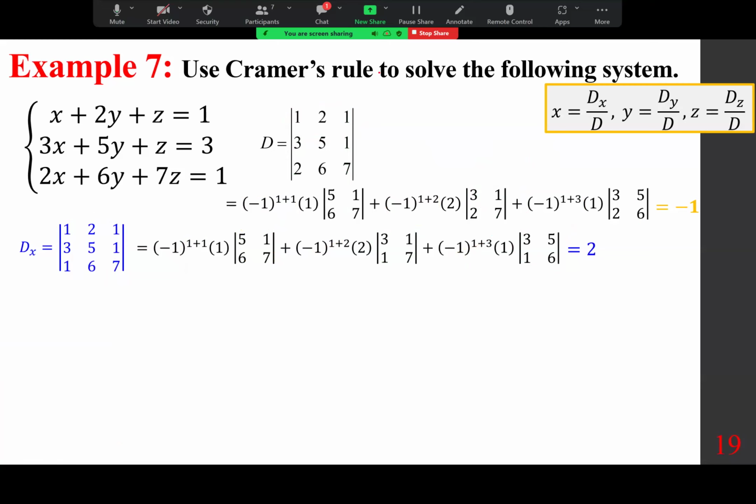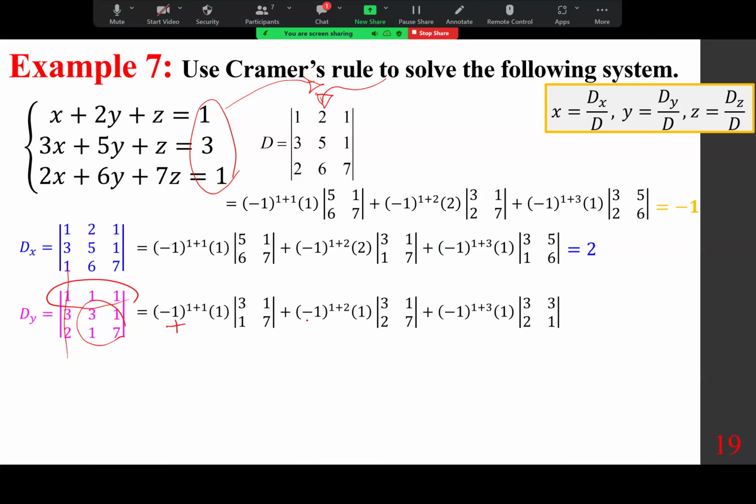Now, for d sub y, we are going to use this instead of the second column, and you're going to evaluate the determinant, again expanding with respect to the first row, so you end up with this, right? And again, please understand this is positive, negative, positive, they alternate.